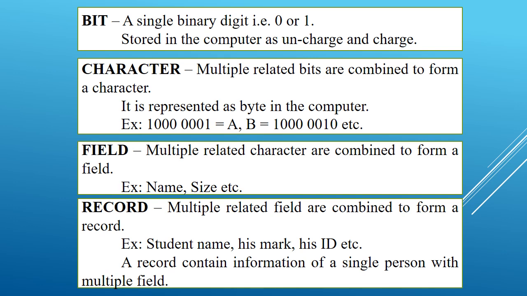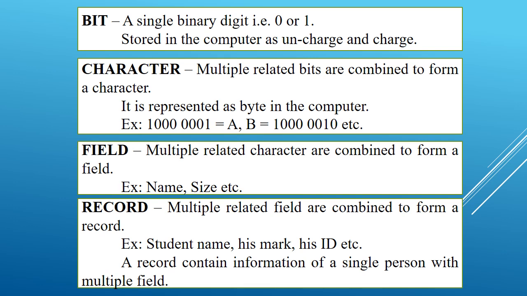And bit. Bit means a single binary digit, 0 or 1. And character means multiple related bits are combined to form a character, for example A, B, C, the letter. That is called a character, because these characters are represented in a computer by a byte.